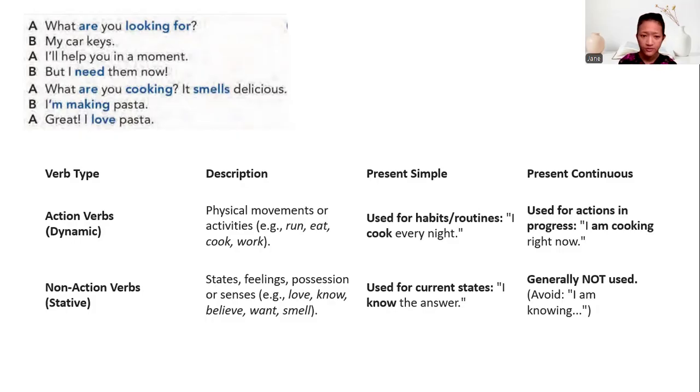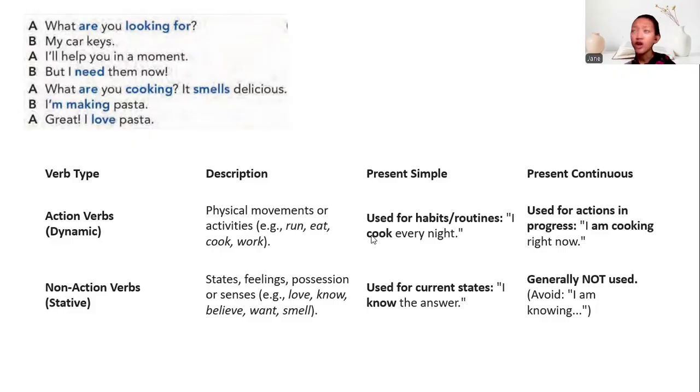But for non-action verbs such as states, like I need it, so that's a state, or I believe it, that's a state. Yeah, that's your emotional, mental state. Or I love it, that's also a state. Or feelings, right? Like and dislike and hate. Or possessions like have, own, belong. Or senses like smelling, tasting, seeing. So we use them only in present simple tense because they are already a state, right? I know it means I know the fact and I will know it in the future, right? We cannot say I am knowing it because it's a state, right?